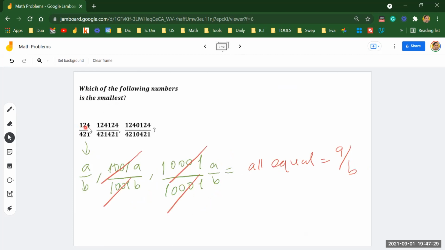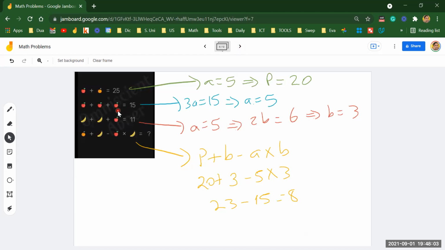In this question, let's say 124 is A, 421 is B. If you observe carefully, this is 1001A and this is 1001B. And if 1001 cancels, this comes A over B. Same thing for this one. This is 10,001A, 10,001B. And if you simplify again, you will get A over B. So it means they are all equal. No one is smallest.